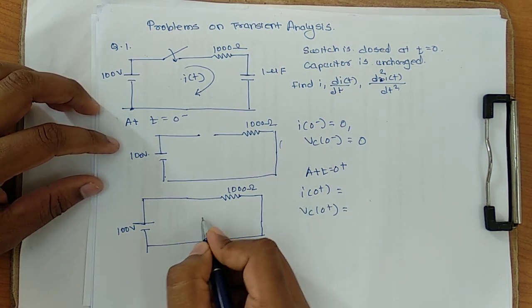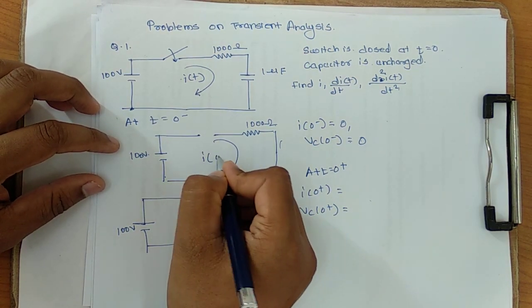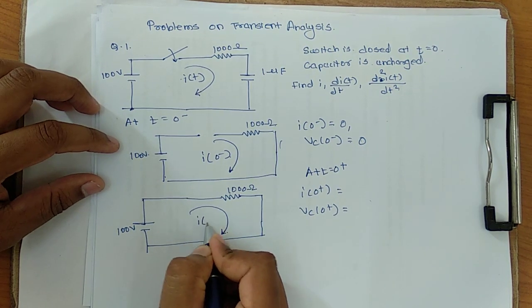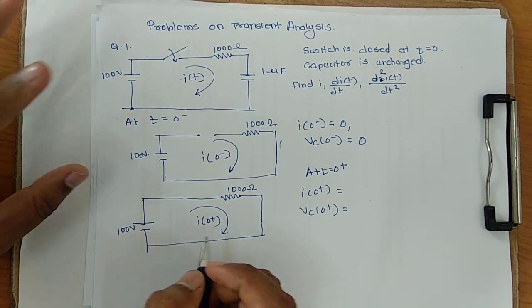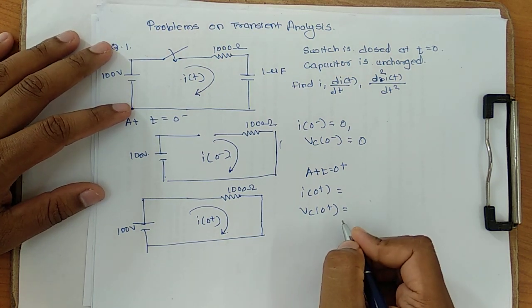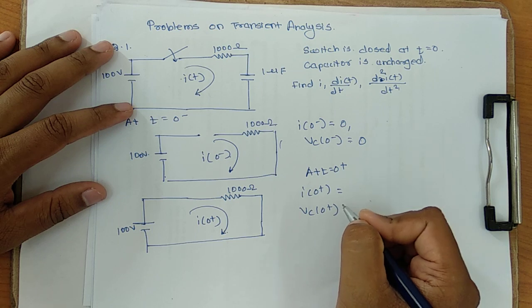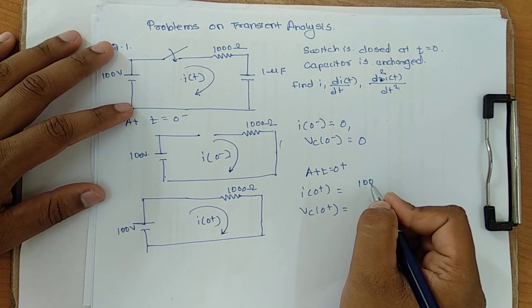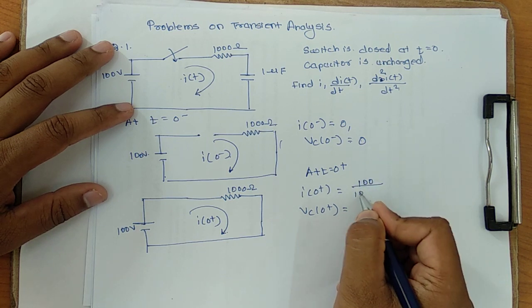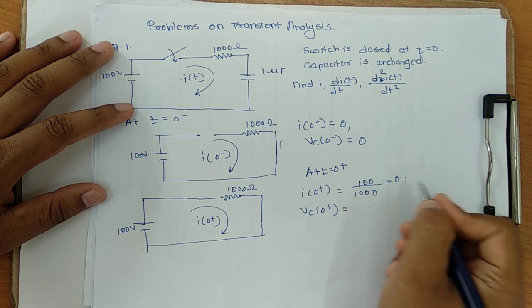I of 0 plus means we have to calculate the current. Here is the I of 0 minus, here is the I of 0 plus. So to calculate I of 0 plus, we have to use Ohm's law. V is equal to IR, so I is equal to V by R. V is equal to 100 volts divided by 1000, so that is 0.1 ampere.